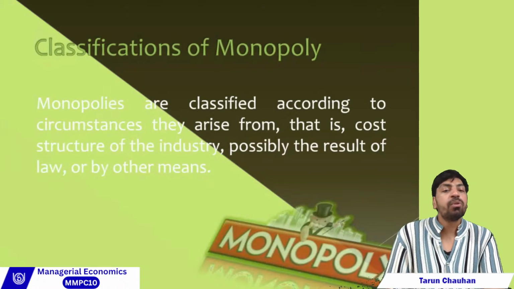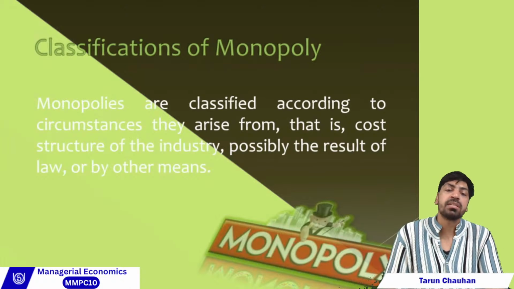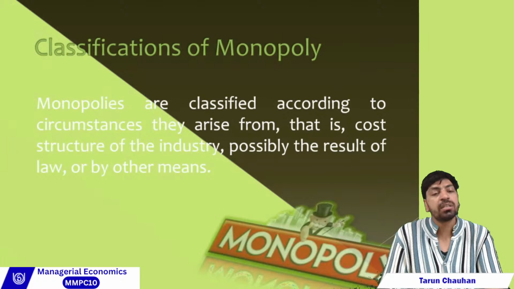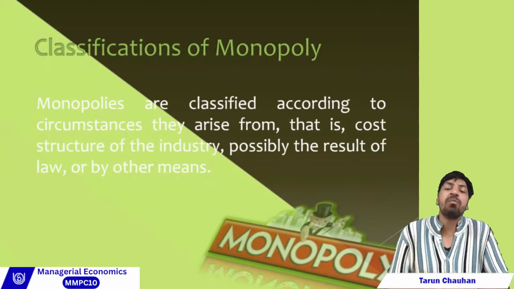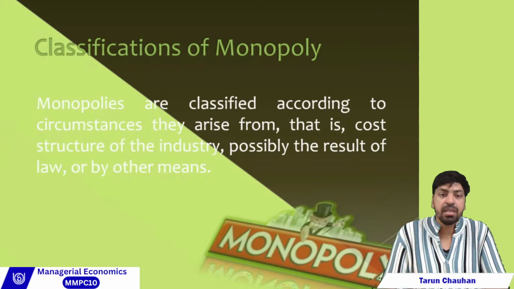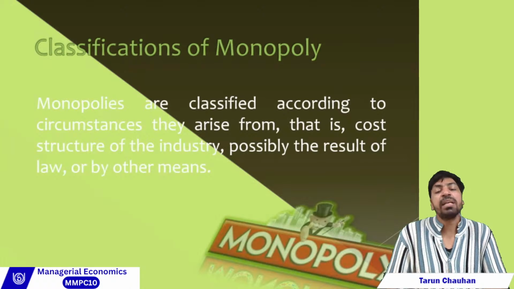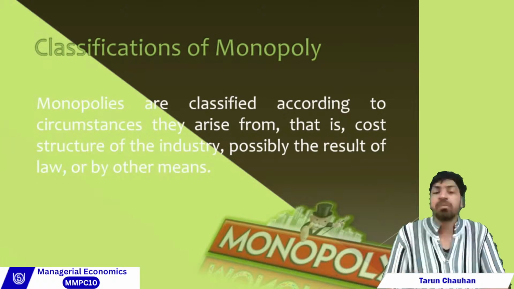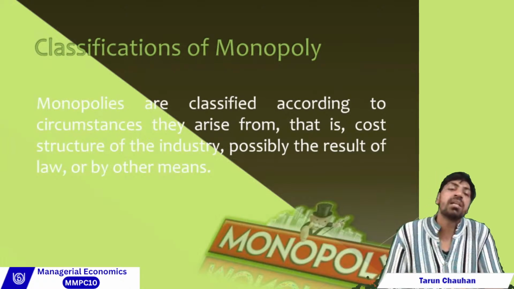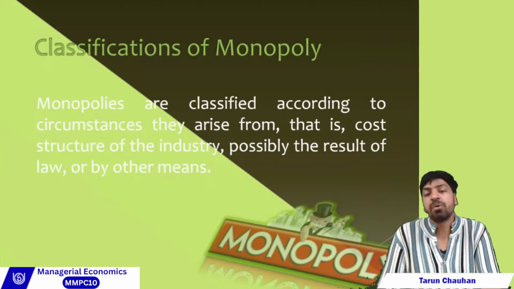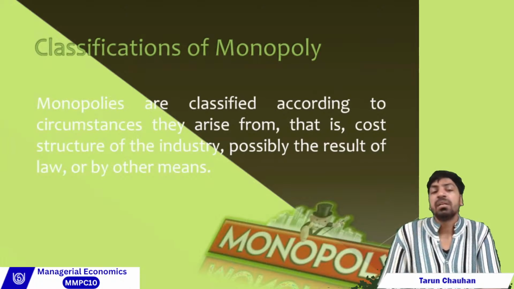Classification of monopoly. Monopolies are classified according to the circumstances. So it depends upon the cost structure, what law applies in a particular region or area, and so on. In fact, industries play a very important role in monopoly also when it comes to price fixing. So these are the circumstances by which monopoly is classified into that particular structure.